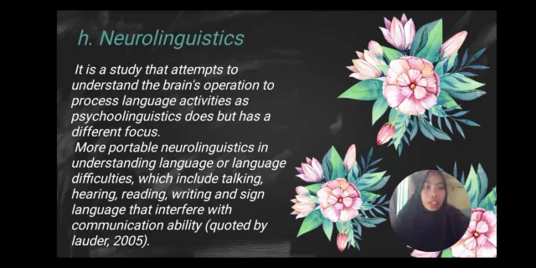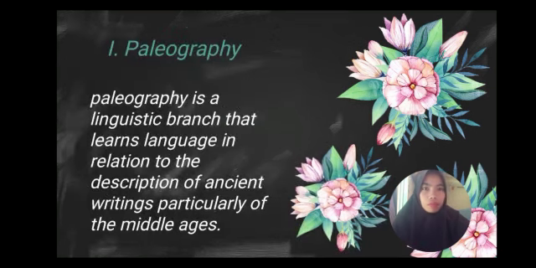H. Neurolinguistics is the study that attempts to understand the brain's operation in processing language activities, and psycholinguistics does too but has a different focus. More precisely, neurolinguistics concerns understanding language or language difficulties, which include talking, hearing, reading, and writing, that interfere with communication ability, as quoted by Lauder 2005.